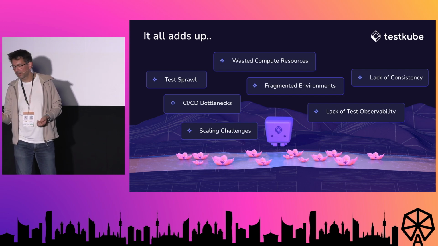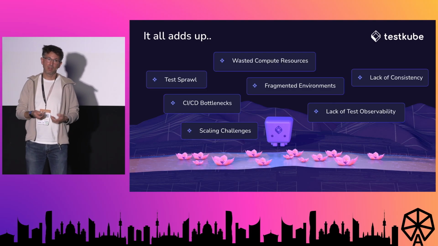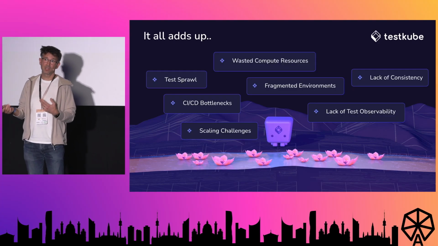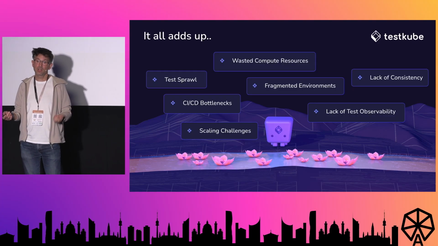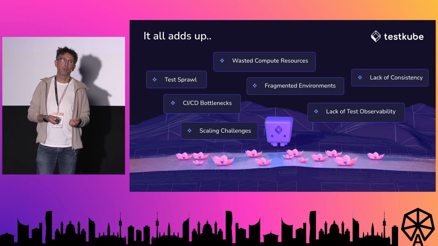Just look at the things. You get fragmented testing environments, you have lack of consistency, you have CI/CD bottlenecks, you might have lack of tester observability, scaling challenges, and test sprawl, meaning that you have tests running a little bit everywhere and you don't really have good insights into how you're doing your testing today.